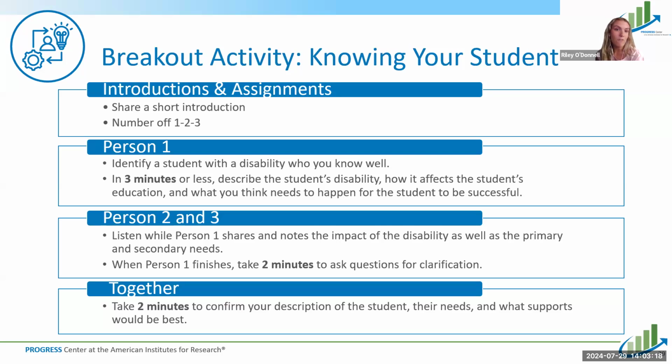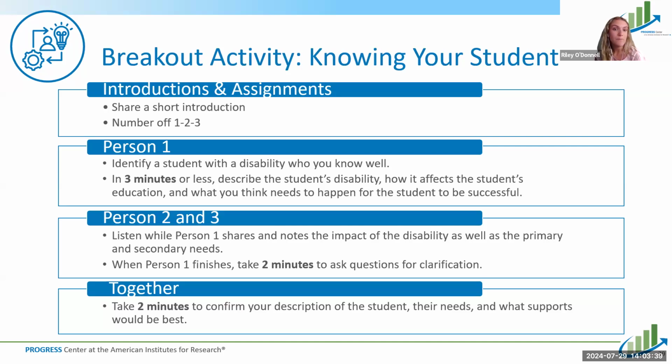If you were numbered off and you're a person number 1, you're going to think and identify a student with a disability who you know well. In 3 minutes or less, give a quick description of the student's disability, how it affects the student's education, and what you think needs to happen for the student to be successful in the classroom.